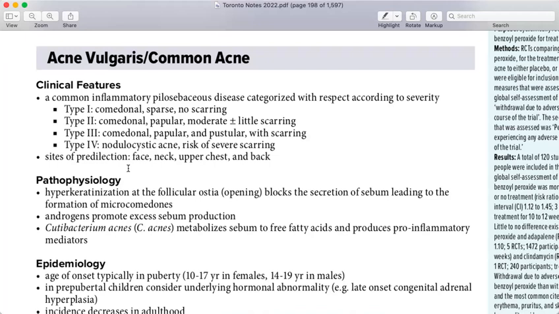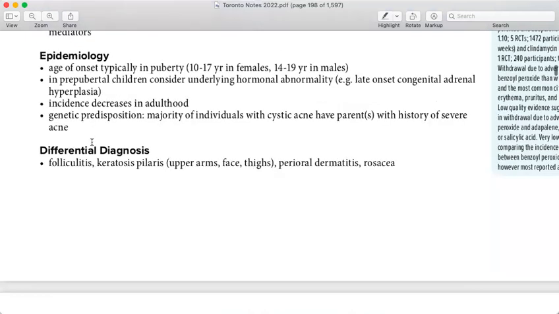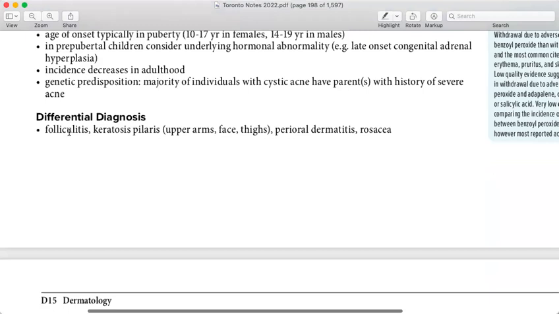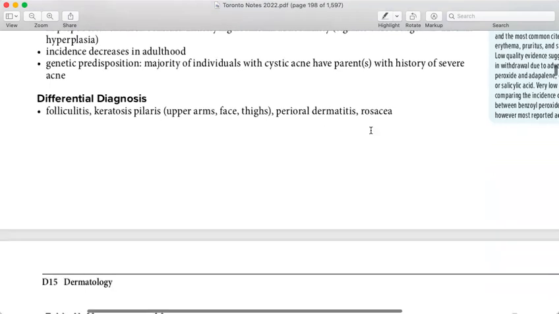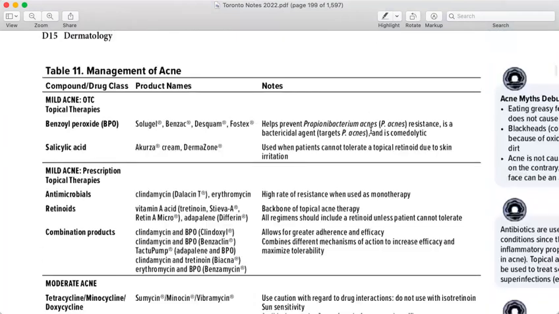Okay. Sites of predilection are the face, neck, upper chest, and the back. Then usually in puberty, 10 to 17 years, a differential diagnosis is folliculitis. Folliculitis is very, very important as well. I forgot about that one. Then keratosis pilaris, and then perioral dermatitis and rosacea. Rosacea is important because a lot of people have been suffering from steroid use, so they might present with rosacea. Coming to the management of acne.